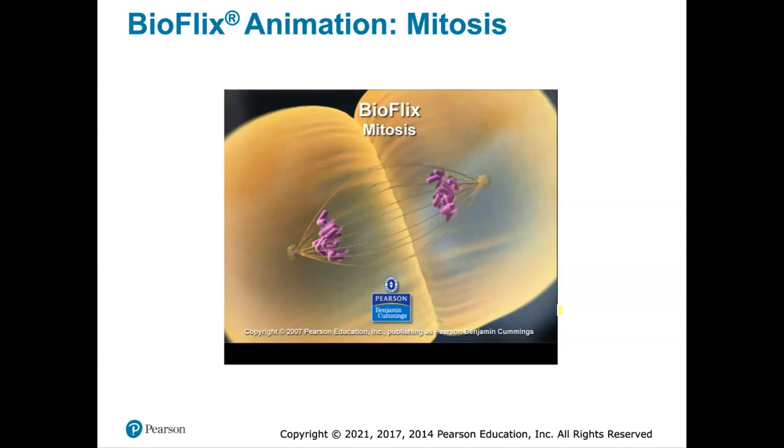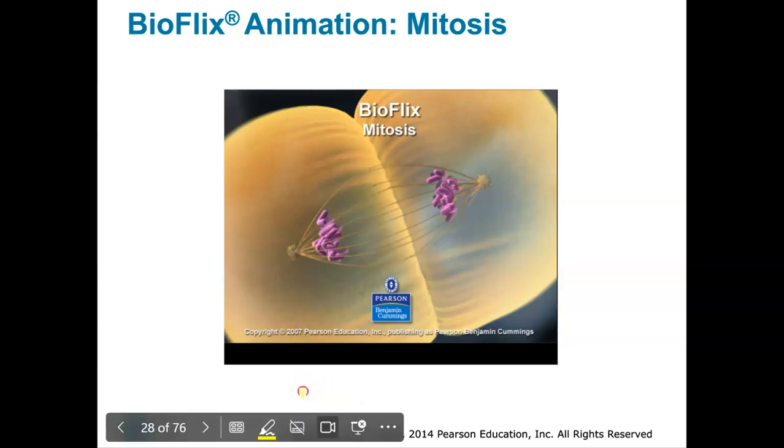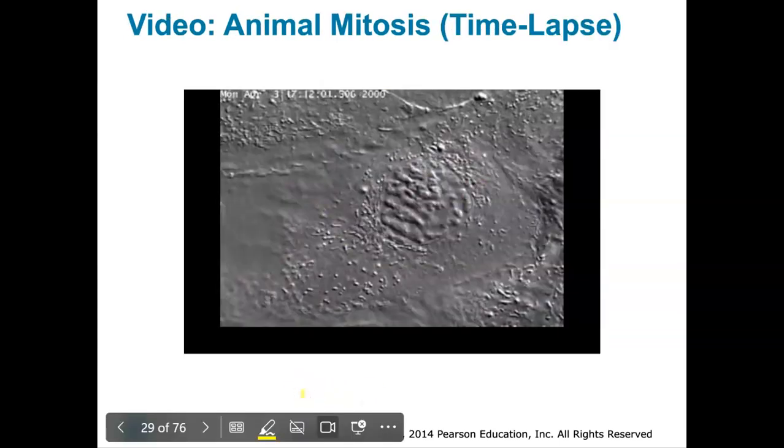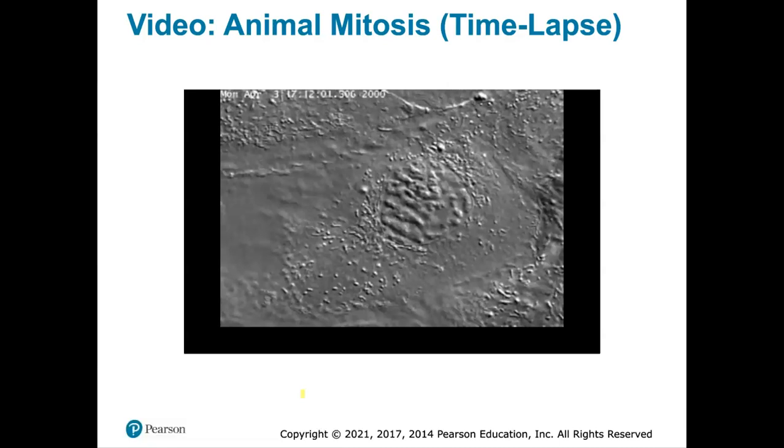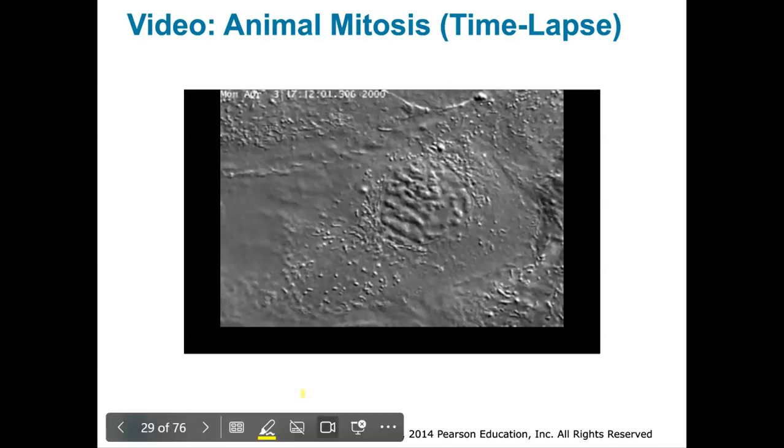Another animation on mitosis. This is slide 28. And then another one where you can watch mitosis happening in time lapse, like under a light microscope. This would be a light microscope, and you know that because you can't see living cells with electron microscopes. So that is slide 29.